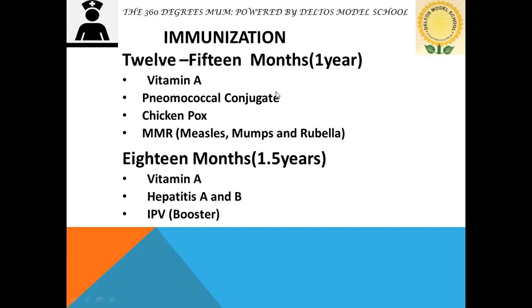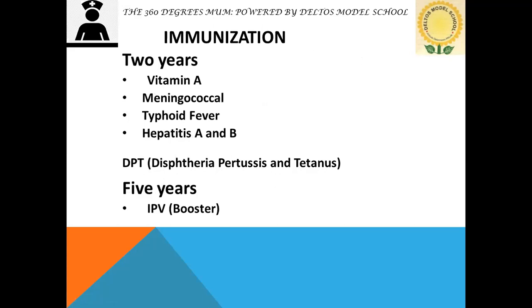After 18 months again, that's 6 months, you give the child vitamin A, and then hepatitis A and B, and finally the inactivated polio vaccine. At 2 years, that's another 6 months: vitamin A, meningococcal, typhoid fever, hepatitis A and B. I think hepatitis A and B is the most common, so that is why the vaccines are compulsory. We also have DPT.